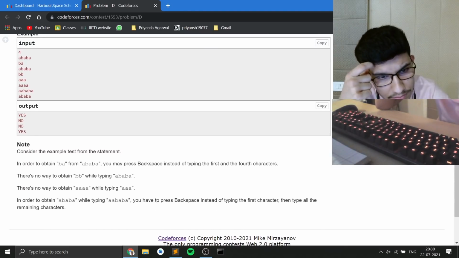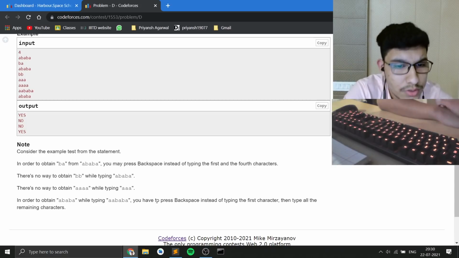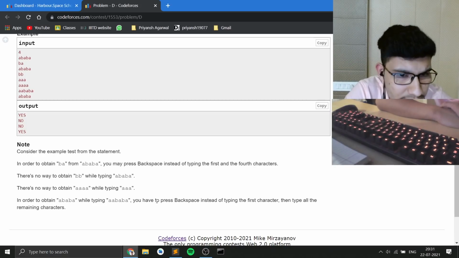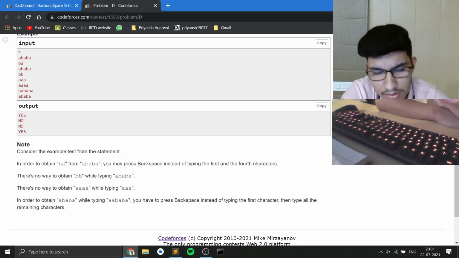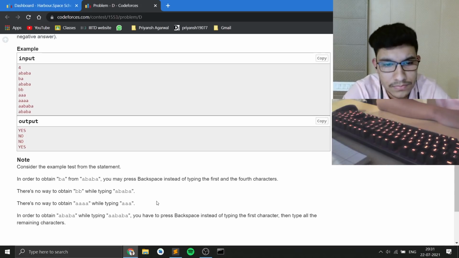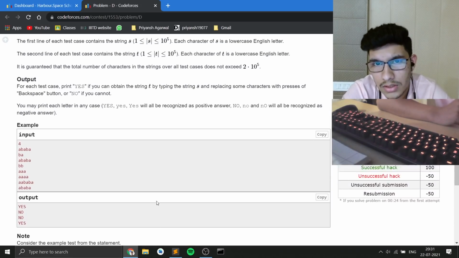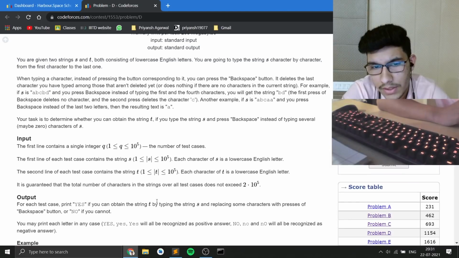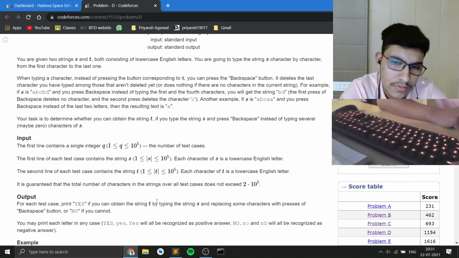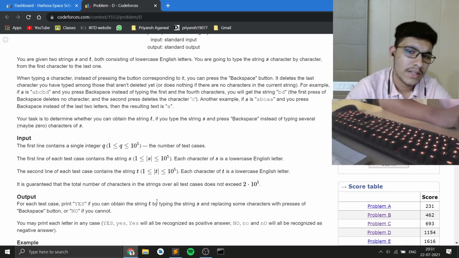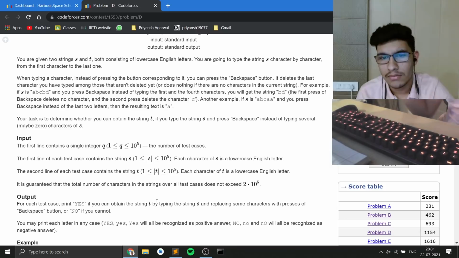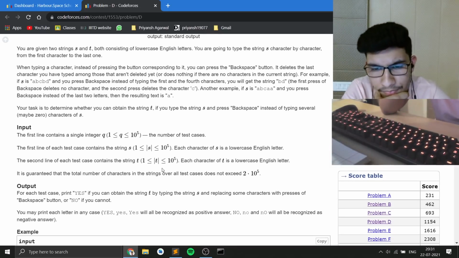In order to obtain BA from ABA, what you can do is a backspace, then you can insert BA, then you can type B again and then press a backspace. There's no way to obtain BB. So a thing here is that we can only obtain T if it is a substring of S. We cannot obtain it otherwise. Or can we? No, I think we can, because even if we press a backspace, we can again get it.